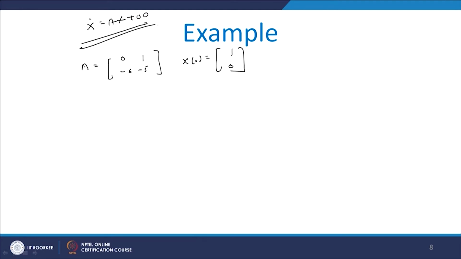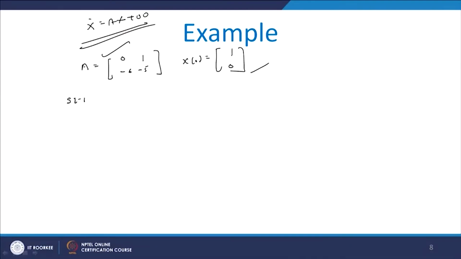Now, we start solving one example. Let us say the A matrix is given as [0 1; minus 6 minus 5] and the initial condition x of 0 is given as [1 0]. Actually your plant is x dot equals A x, and we are talking about the state equation where there is no input, therefore it is 0 into u. Therefore the example which I have taken only mentions A and x of 0. Now we have to calculate x of t, and here we are going to use the Laplace transform approach.